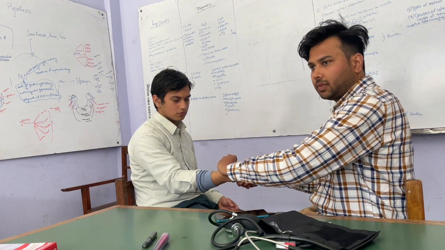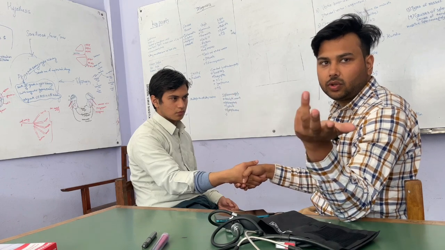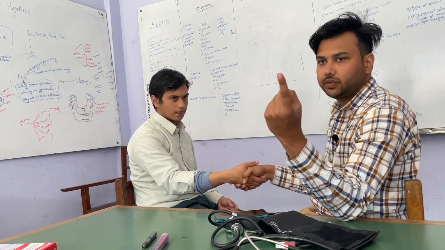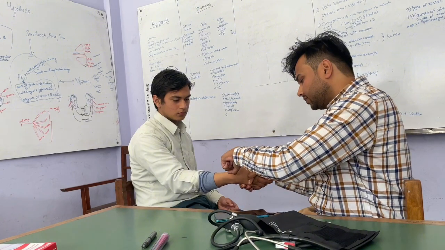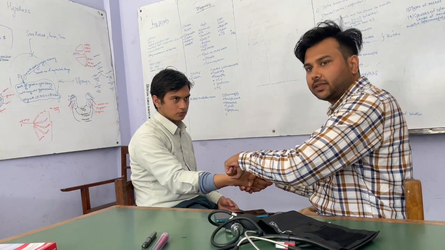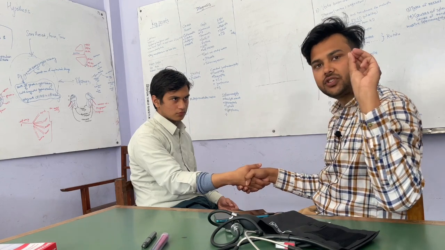Now you can find the radial pulse using 1 finger, 2 fingers or 3 fingers. An expert can find it even using 1 finger. But if you use 1 finger, it might be difficult for a beginner to find the pulse. That's why people use 3 fingers, because when you use 3 fingers, you form a sort of straight line.